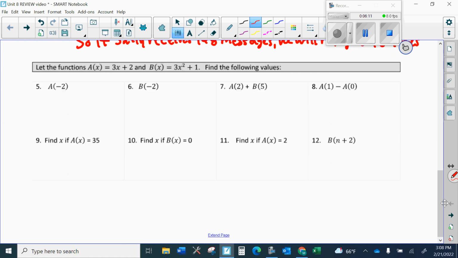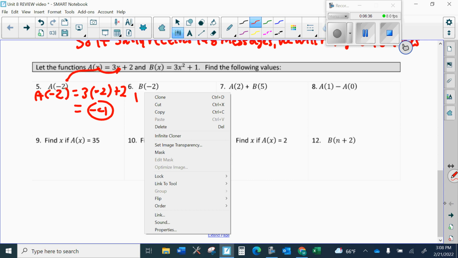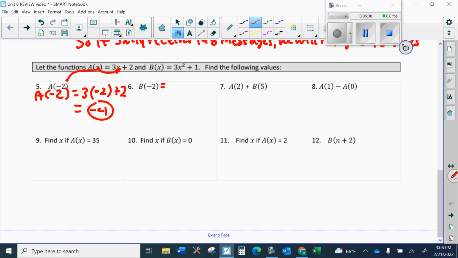Okay, down here, remember when you have the number inside of there that represents x, so you just fill that in to the x spot. So I have A of -2 equals 3, whatever, substitute in parentheses around it. That's -6 plus 2 is -4. B of -2, we'll write it right here so I don't have to repeat. 3 times -2 squared plus 1. Remember PEMDAS, got to do exponents first. That's 4 times 3 is 12, plus 1 is 13.